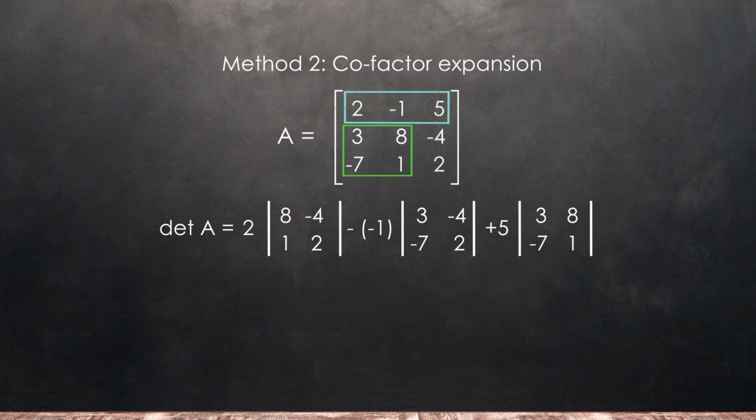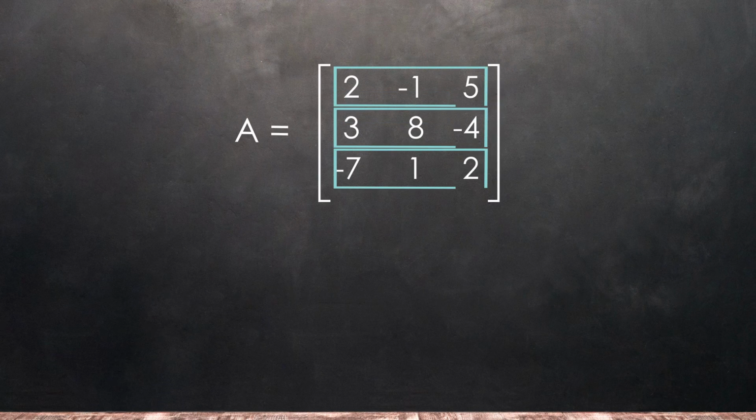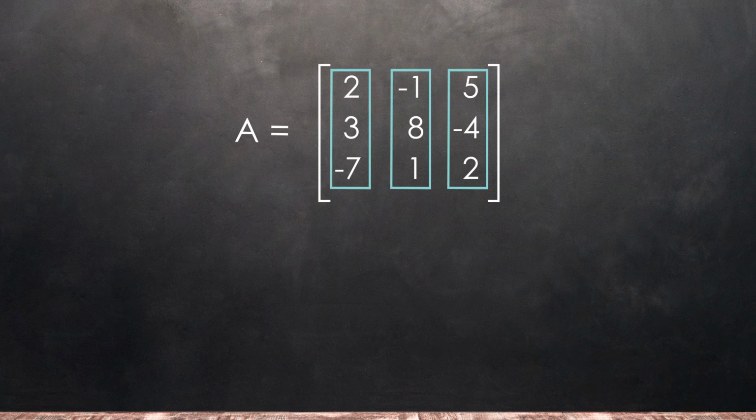Now that we've gone through all of the entries in our pivot row, we can calculate the determinant. Now that we know the formula to calculate the determinant of a 2 by 2 matrix from earlier in the video, we can calculate this easily, and we get 313. As we mentioned before, the pivot row or column you choose doesn't matter.